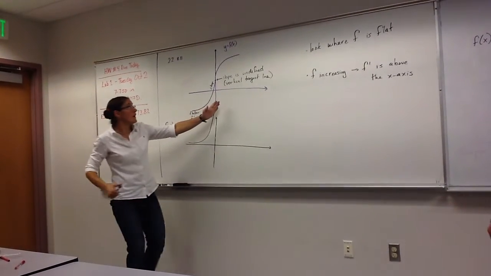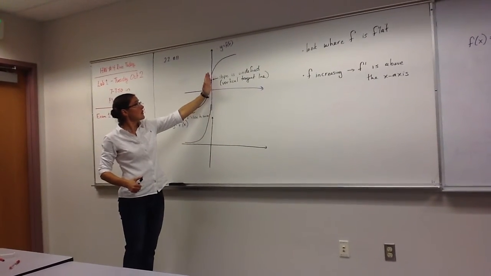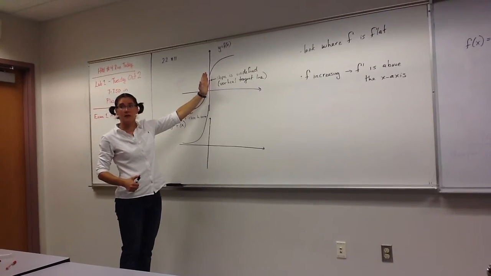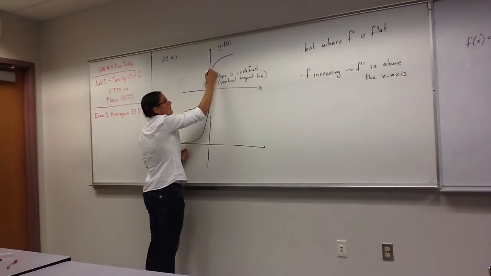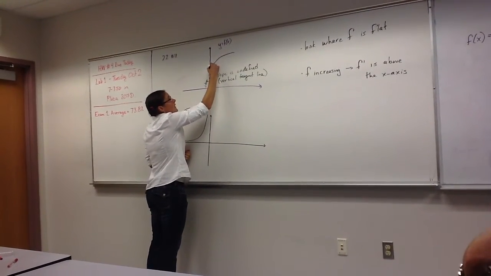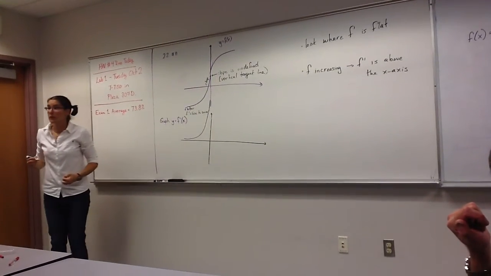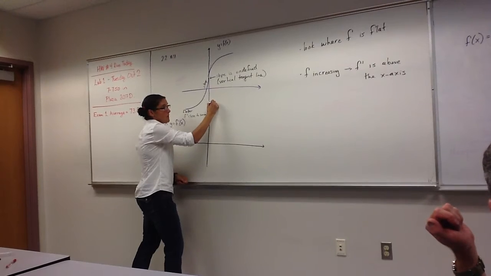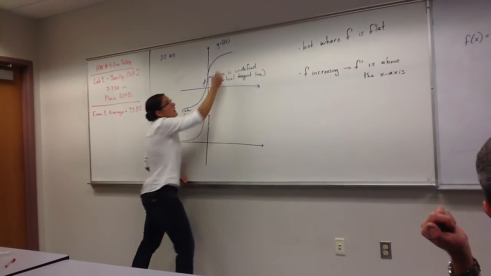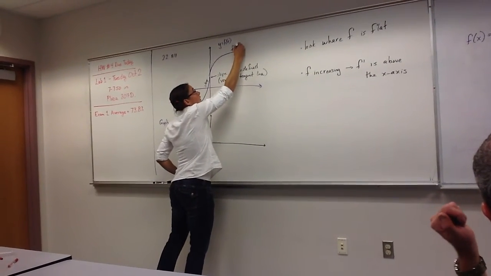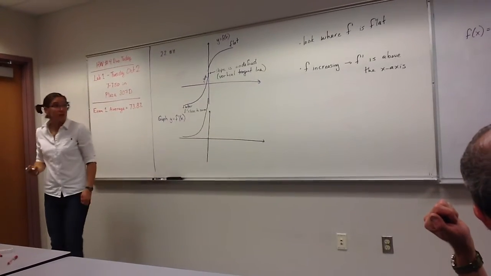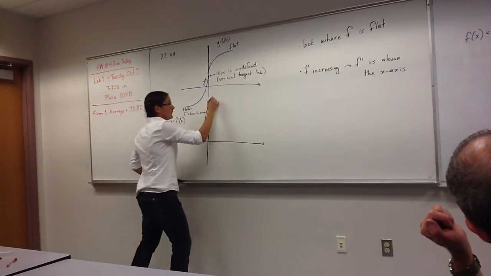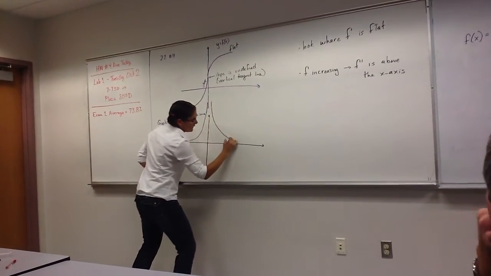And on the right-hand side over here, if I start here where my slope is undefined, well, just to the right of that, I have a very, very steep slope, which means that my f prime graph will be very far away from the x-axis. And up here, f is flat, so our slope is close to 0. So our picture might look something like this.